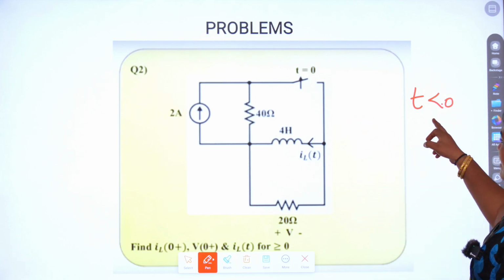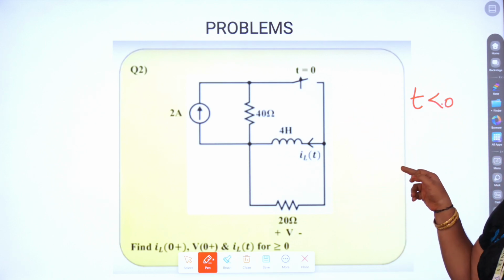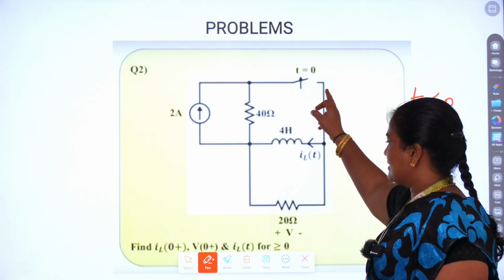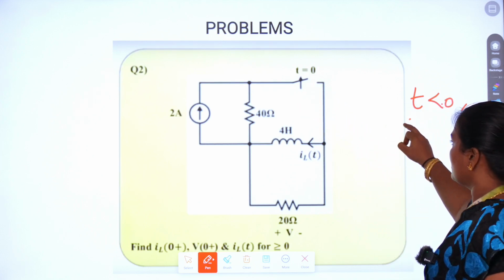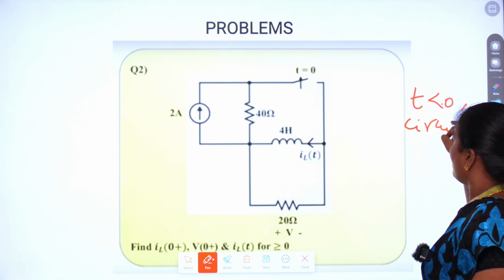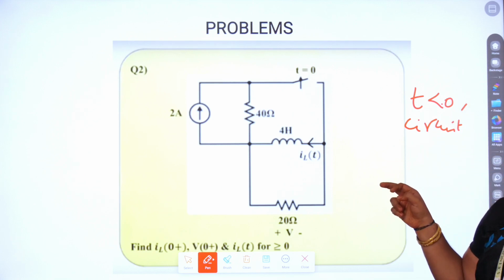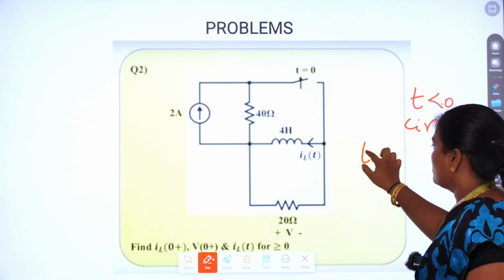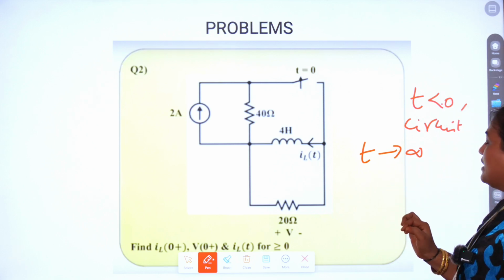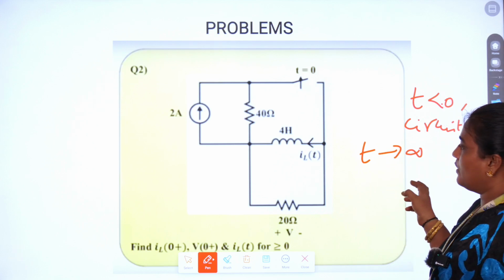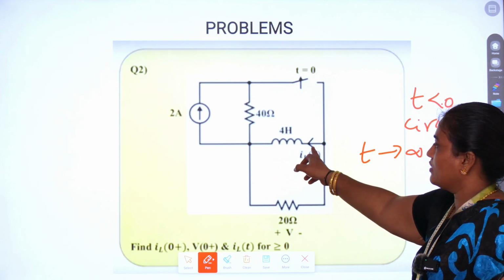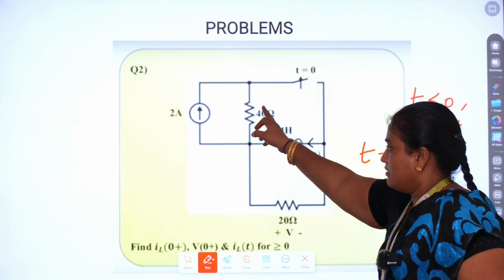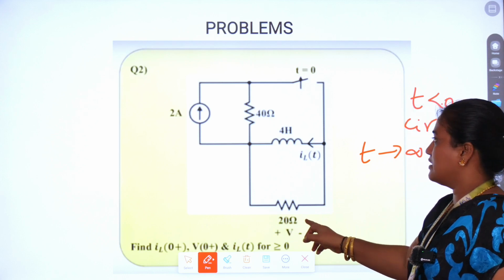So what happens when t is less than 0? When t is less than 0, the circuit will be closed. The circuit remains closed for some amount of time, so it enters the steady state, which indicates that t will be equal to infinity. When t is equal to infinity, what happens to the current? The current will be flowing across this inductor and this resistor, and this resistor also.